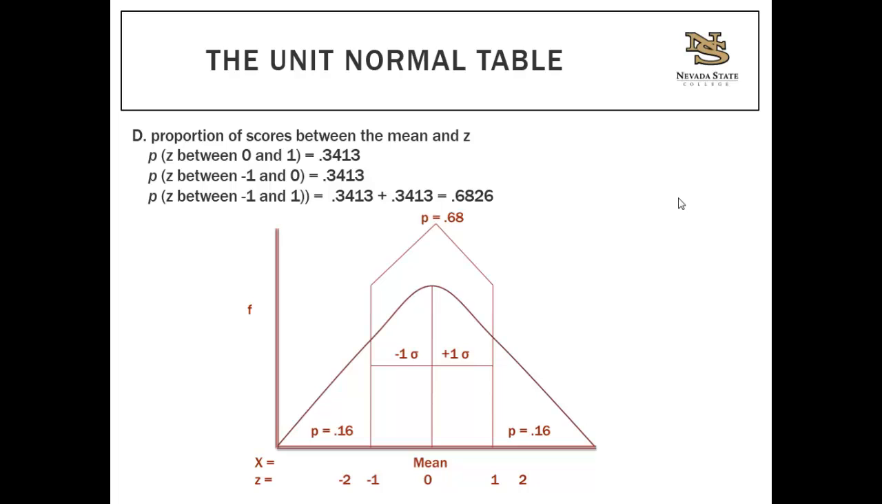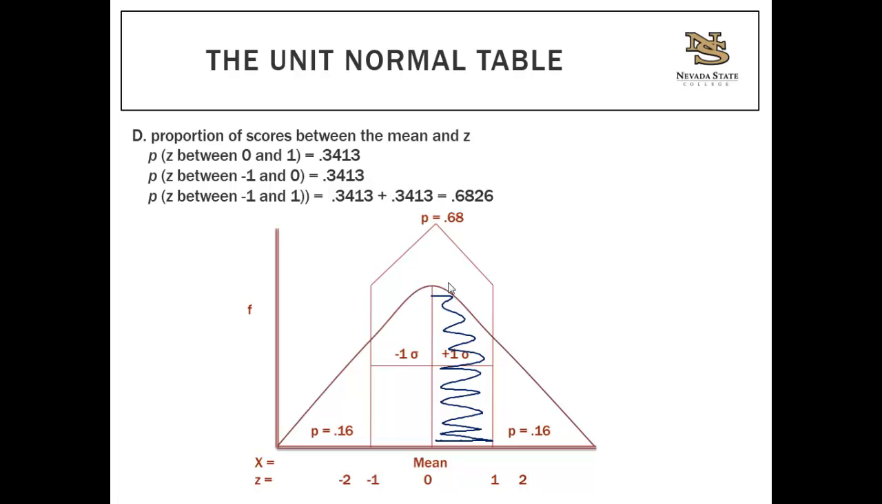Now column D, proportion of scores between the mean and z. If we wanted to know the proportion of scores, or the probability of randomly selecting a score with a z-score between 0 and 1, we would be looking right here.